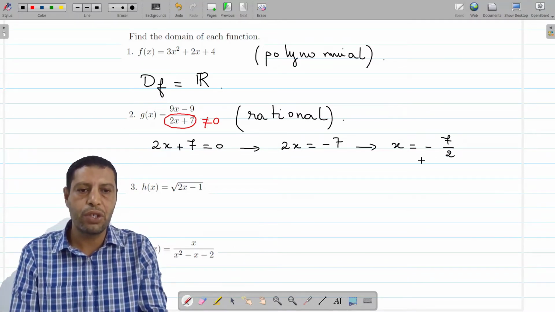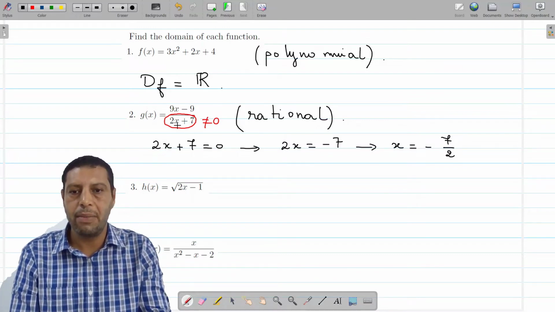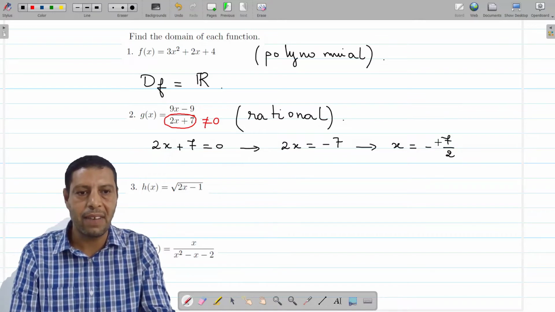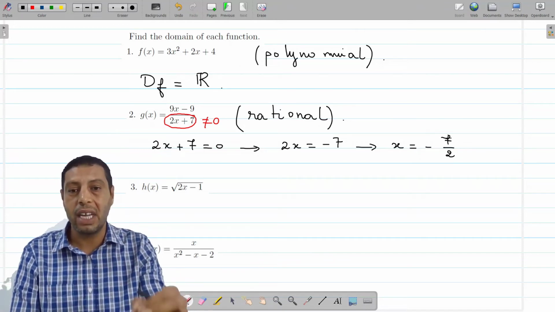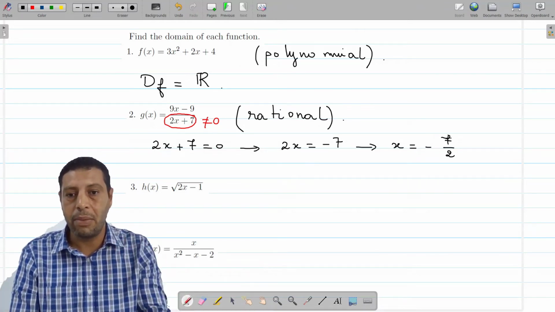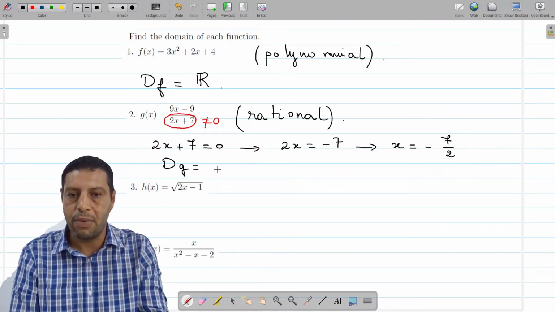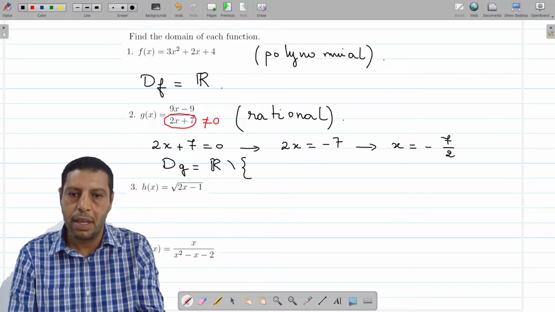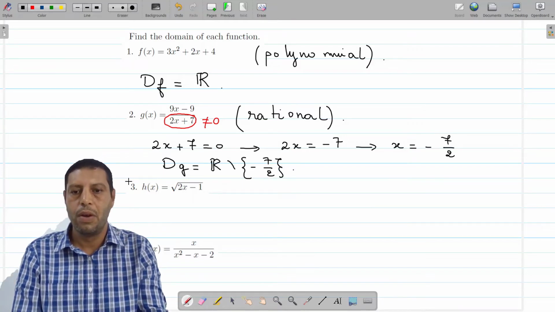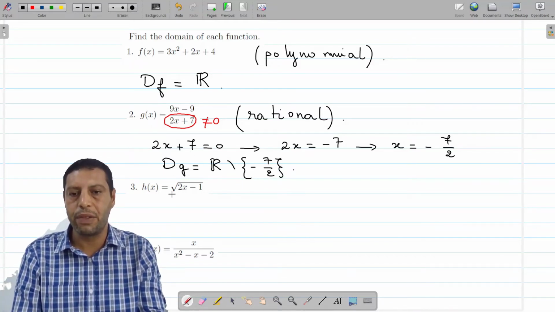So the only solution which gives a denominator equal to 0 is x equals negative 7 over 2. You have to exclude this solution from the set of all real numbers because you are not allowed to have 0 in the denominator. So the domain of this function g is equal to the set of all real numbers except the value negative 7 over 2. We are done with this function. We're going to move to the next one.